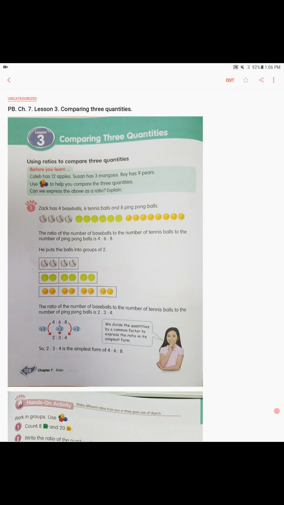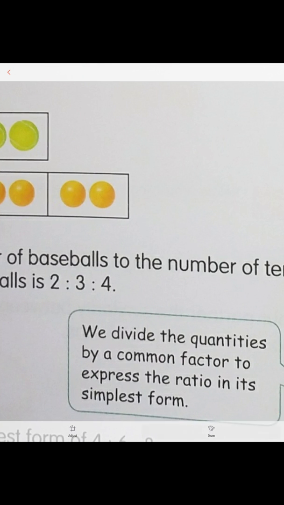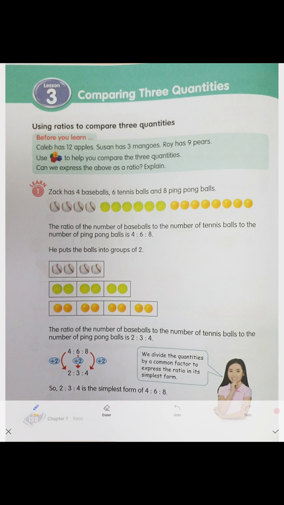Okay, we proceed with chapter 7, lesson 3, and now we're going to study comparing three quantities. So how do we compare three quantities? We just learned about ratios where we compare two different quantities, and now we're going to do it with three quantities. So Learn 1, look here.